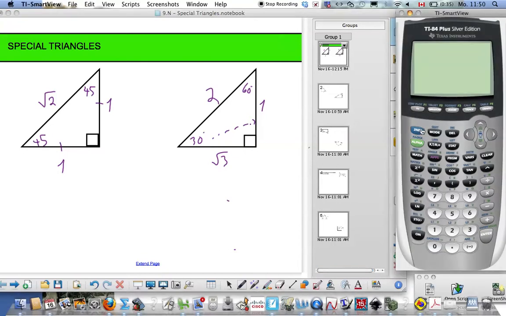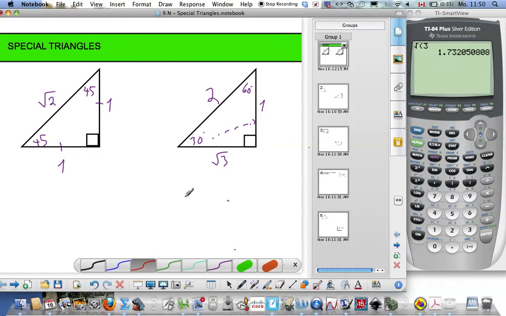And something that I always like to get students to do, because what they always forget, is that if you take the square root of 3, then you see that it's 1.73, okay? Now, you have to remember it as exact, but just remember that this is only 1.73.